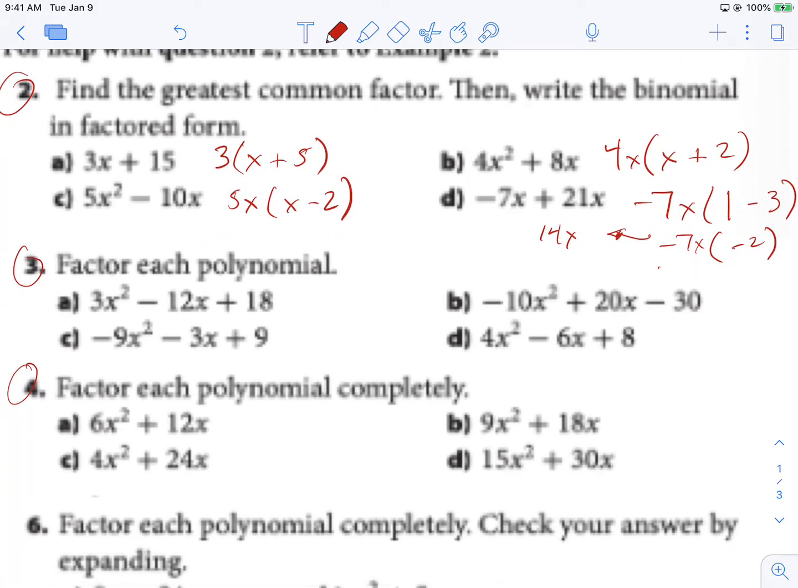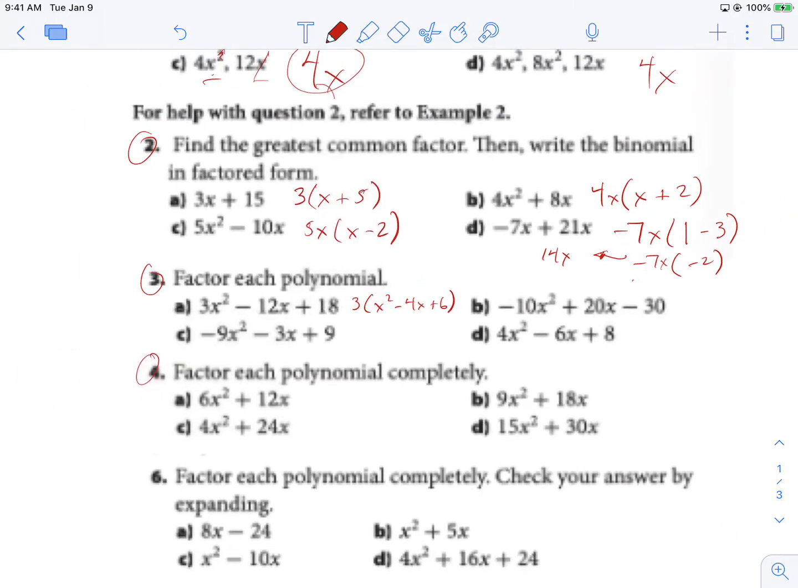Okay, for these ones, factor each polynomial. So really what I want you to do here is just take a look at what's common between everything and just take that out, and then we'll worry about the rest later when we get into a little more in-depth factoring. So for this, we're going to factor out that 3, and then we're left with x squared minus 4x plus 6. And soon we're going to learn how to factor those.